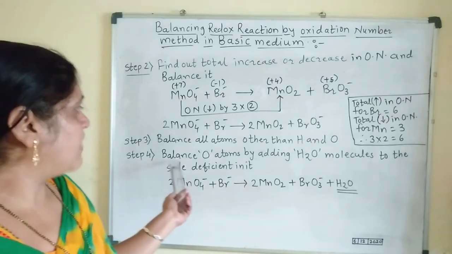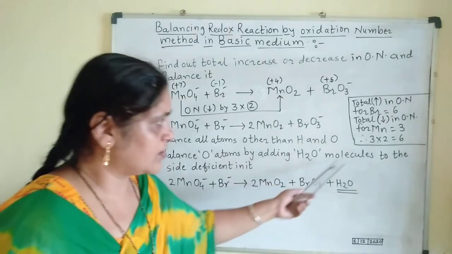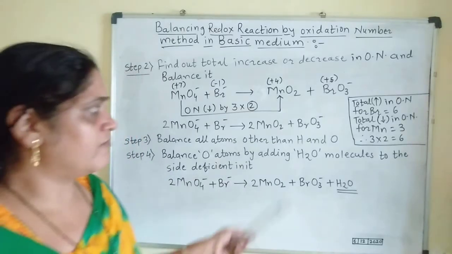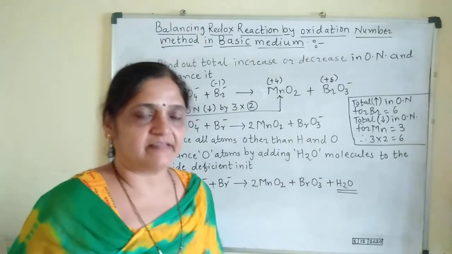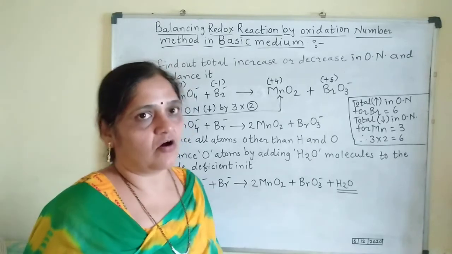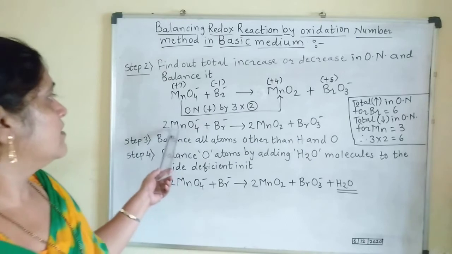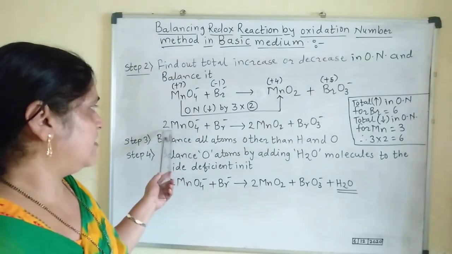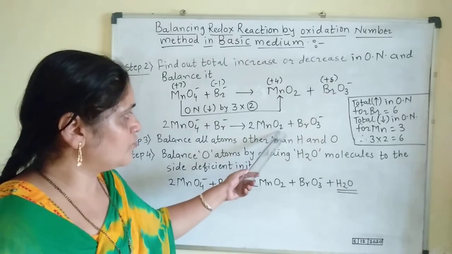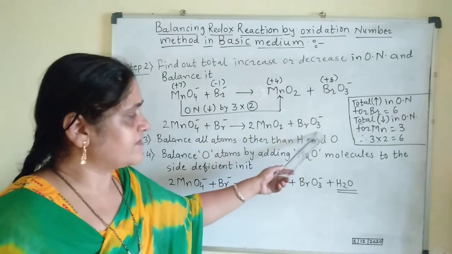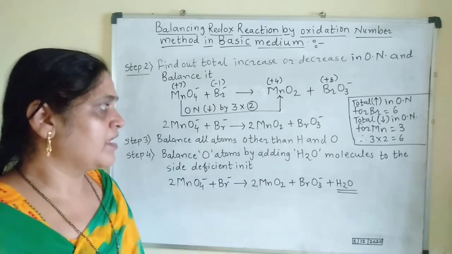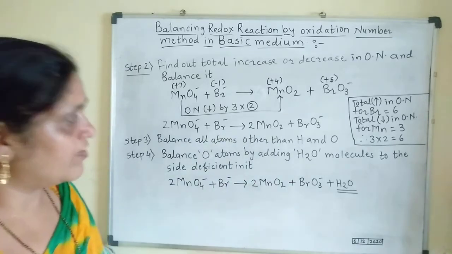Step 4. Balance oxygen atoms by adding water molecules to the side deficient in it. So you have to add water molecules if there is a lack of oxygen atoms. Now we have to check at which side oxygen atoms are lacking. Here 4 into 2 is 8, so the left hand side has 8 oxygen atoms. Right hand side, 2 into 2 is 4, plus 3 is 7. So 7 oxygen atoms on the right hand side. There is a requirement of one more oxygen atom.